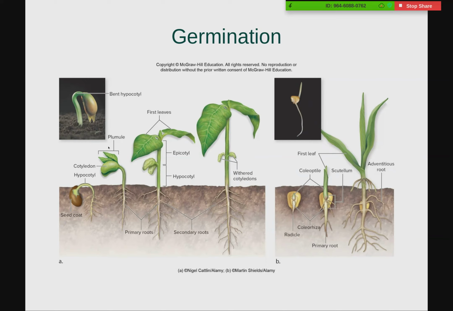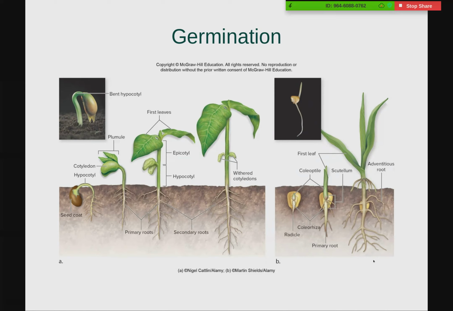plumule, sorry, which is the early leaves. You can also see the cotyledon here as well. Now the plumule develops into essentially the first leaves. You can also see the cotyledon here starting to wither and die. And as the plant gets bigger and bigger, the cotyledons eventually start to disappear. So this is one way we see it.